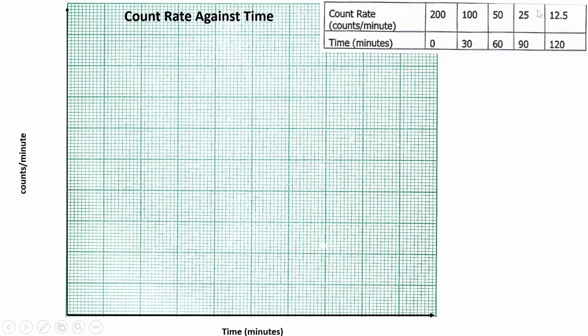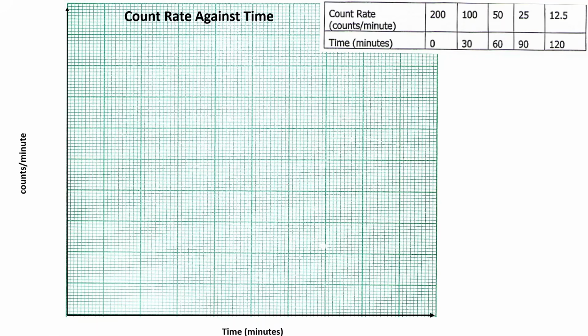So the largest value that you are to put in the y-axis is actually 200 counts per minute. So the values must move up to 200, must be able to accommodate 200. Then on the time, which is the x-axis, the largest value you have to put there is 120. So you must ensure that you choose a scale that is able to accommodate values from 0 up to 120.